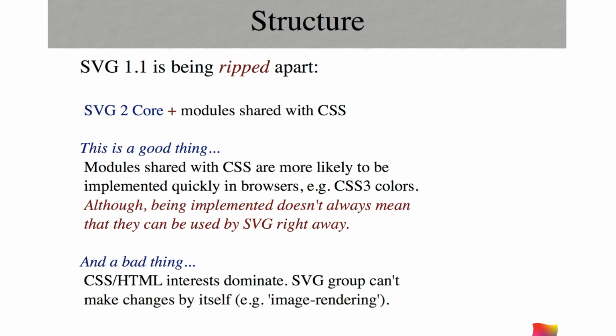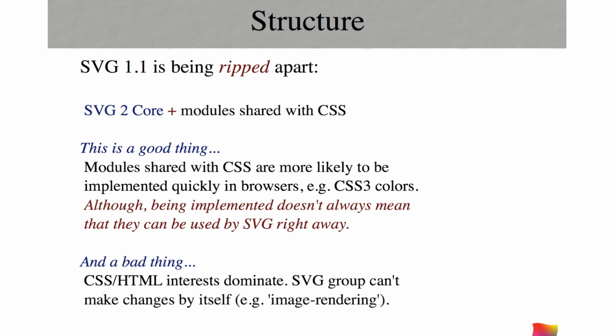So the existing standard is SVG 1.1, and you can say it's being ripped apart. The CSS people have seen a lot of nice things that are in SVG, and they want them for HTML. So a lot of things are being removed and put into modules that are shared between SVG and HTML, CSS. And this is a good thing in that modules shared with CSS are more likely to be implemented quickly in the browsers.